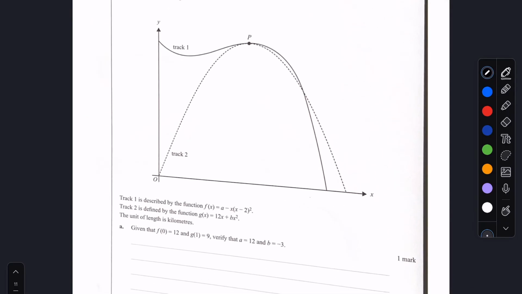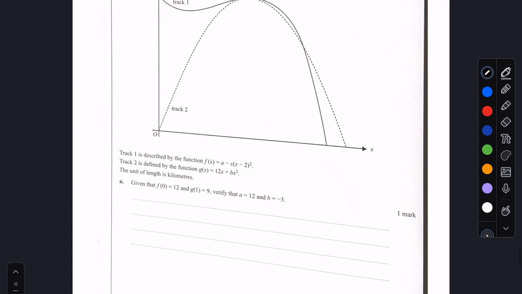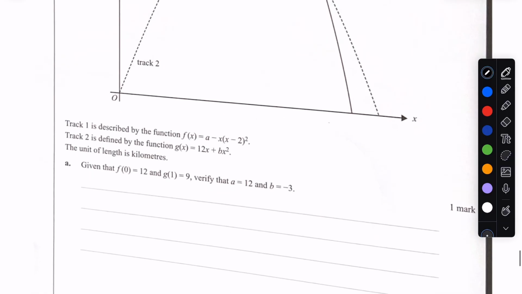The shapes of two walking tracks are shown below. Track 1 is described by the function f. Track 2 is defined by the function g. Given that f of 0 is 12 and g of 1 is 9. So first of all, f of 0 is 12. That means a minus 0 times 0 minus 2 squared is equal to 12. That means a is equal to 12.